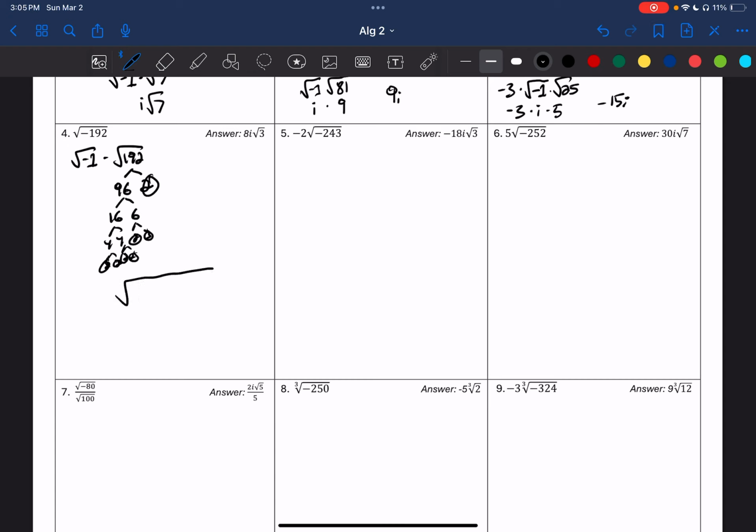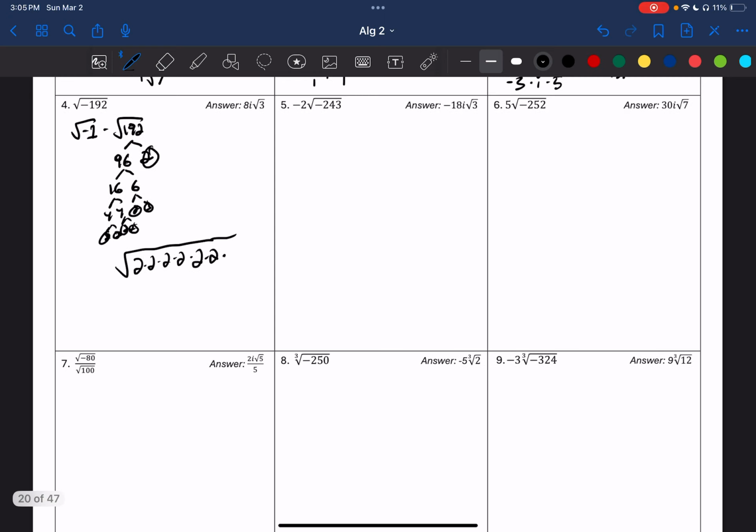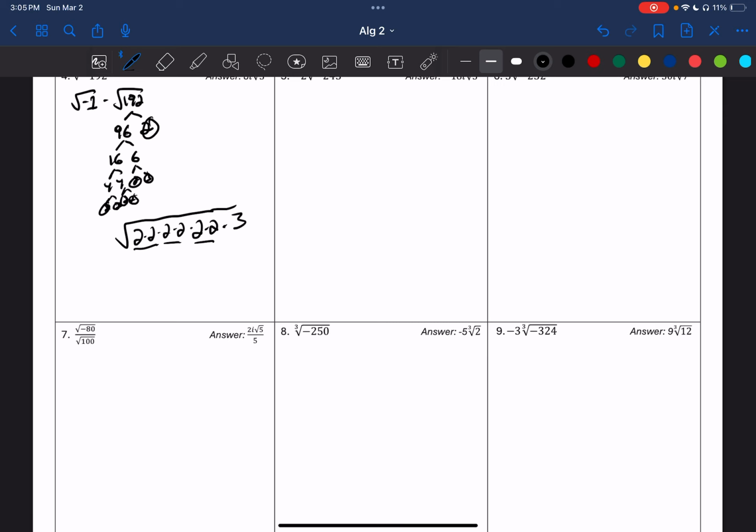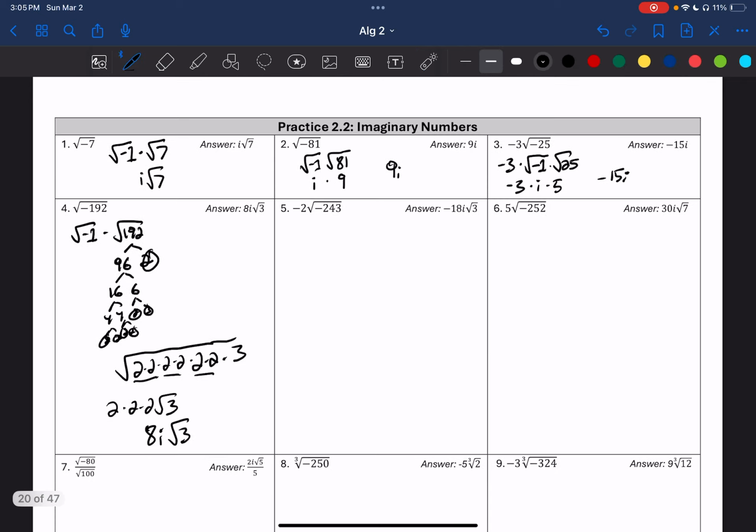So we have square root of 1, 2, 3, 4, 5, 6 twos and a 3. How many pairs of twos do we have? 1, 2, 3. So this is going to become 2 times 2 times 2 times the square root of 3. 2 times 2 times 2, well, that's 8. And then remember, we have this square root of -1 that's going to become i. Okay, we need to not forget that. And then what do we have left in the radical? Well, we had 3 sets of 2s, we pulled them outside. We're left with the square root of 3. So 8i root 3, there's your answer.